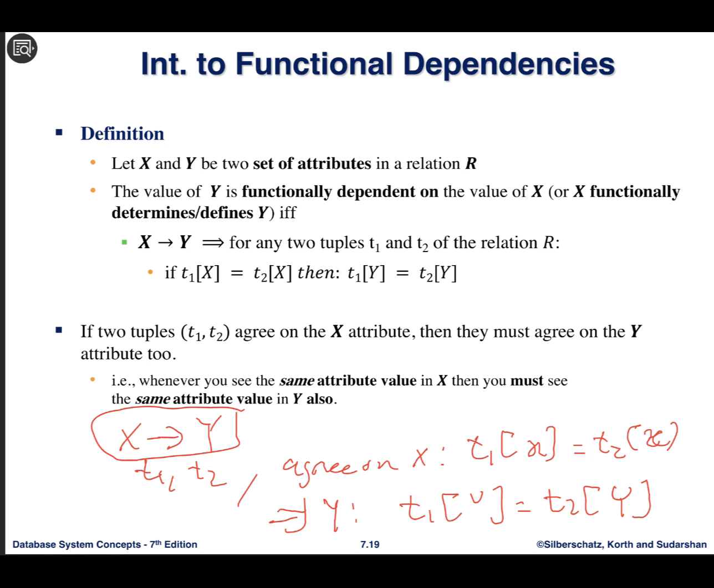Makes sense? You remember when we defined this, we said the value of an attribute or a set of attributes, in this case Y, depends on the value of another attribute, in this case X. So for this to hold, this is the formal definition: X determines Y means that for every two tuples in relation R, if they agree on the value of X, so go to tuple 1, check the value of X for T1, and if it equals the value of X for T2, then the value of Y in T1 must agree with the value of Y in T2. Otherwise, it doesn't hold. This is the functional dependency. This is the definition.